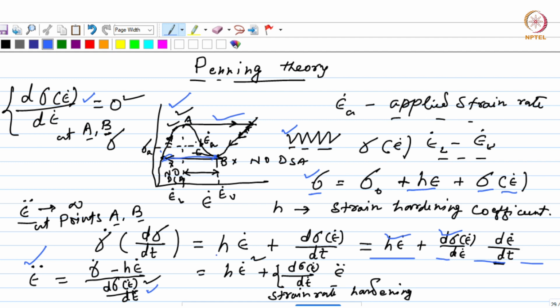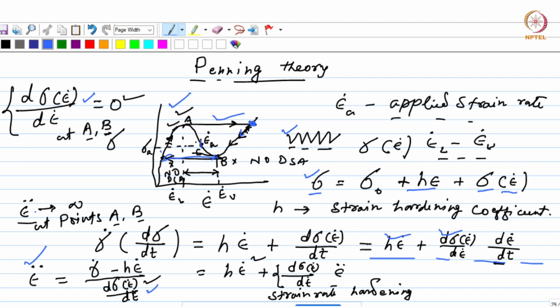And what it essentially means is that the strain rate will make a jump immediately as it reaches point A or point B. Okay, so at point A, when it makes the strain rate jump, it comes to this particular point over here, right? But the stress over here is lower compared to the stress that you are supposed to get at the applied strain rate, and therefore this will try and come down to reach that particular stress corresponding to the applied strain rate.